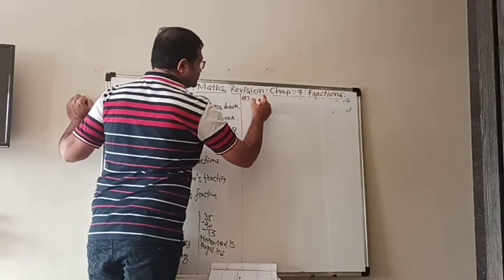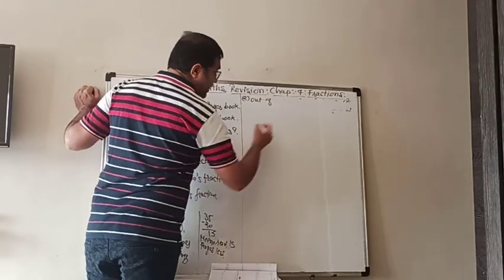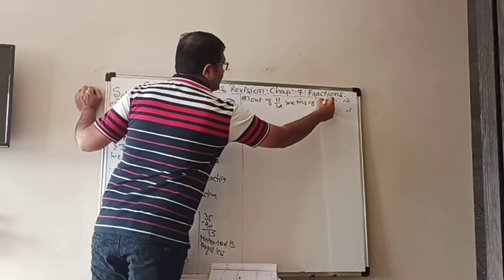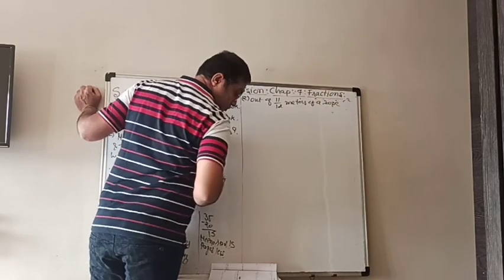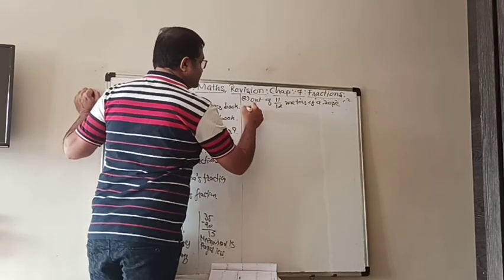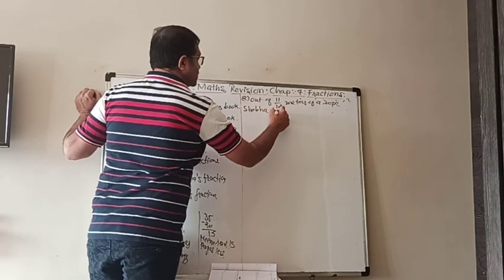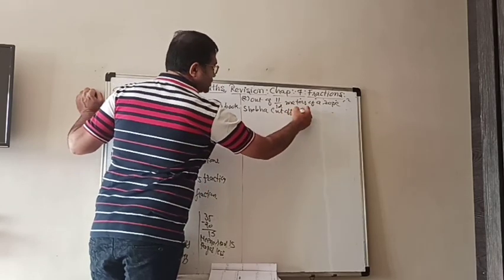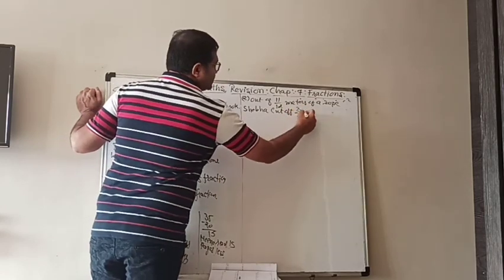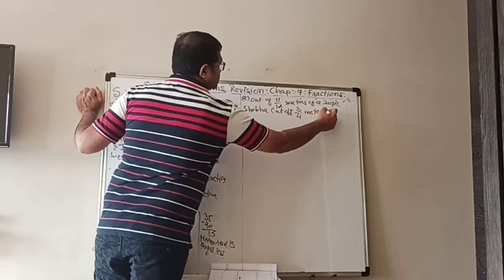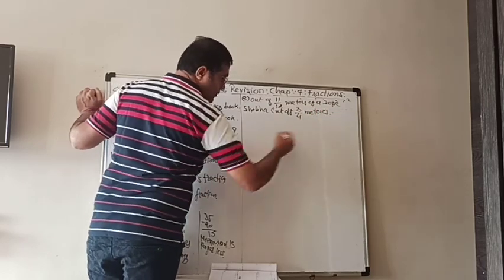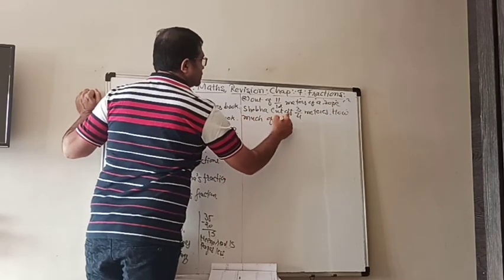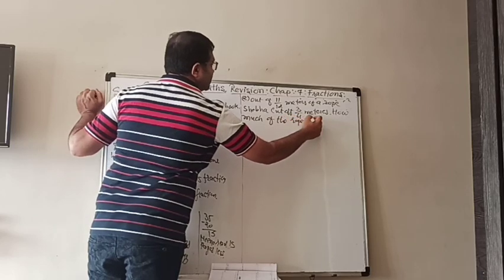Out of 11 upon 12 meters of a rope, Shobha cut off 3 upon 4 meters. How much of the rope is left?